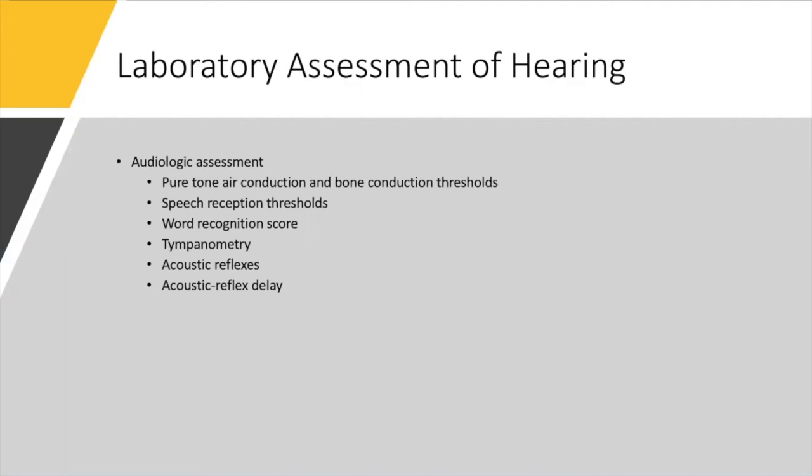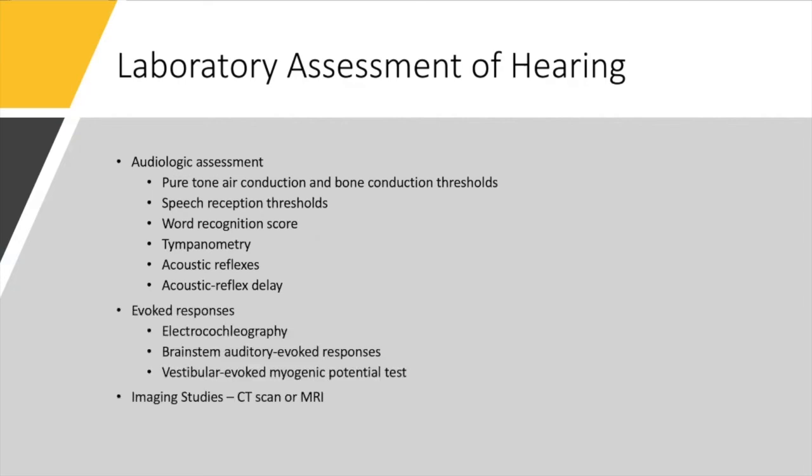The minimum audiologic assessment for hearing loss should include the following tests. This test battery provides a screening evaluation of the entire auditory system and allows one to determine whether further differentiation of a sensory cochlear from a neural retrocochlear hearing loss is indicated. Other tests to assess hearing include evoked responses and imaging studies.